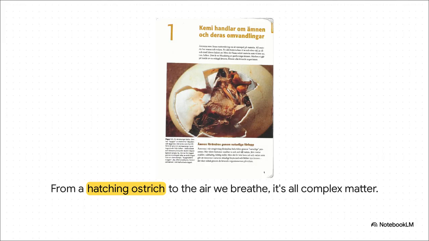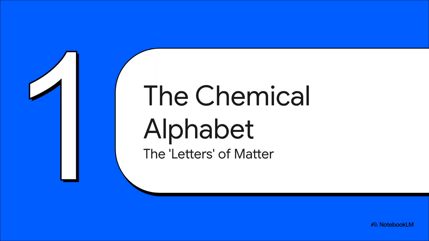Just look around you. The world is filled with this amazing diversity of stuff, what scientists call matter. You've got the unbelievably complex biology of a hatching ostrich, and you have the invisible air we're all breathing right now. And it's all built from the same basic parts, following a set of rules that are, you'll see, surprisingly simple. So to make sense of all this, let's use an analogy that really helps. Let's think of all matter as if it's written in a special language. And just like any language, this one has to start with an alphabet.